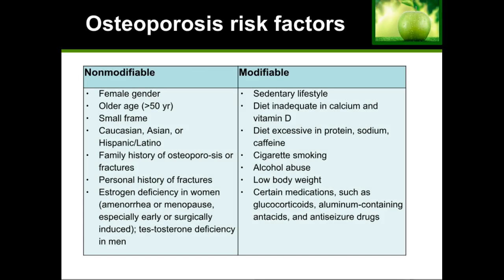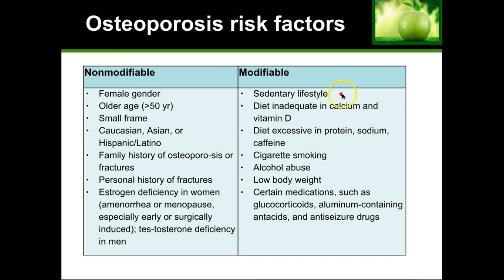So there are risk factors associated with osteoporosis. There are some things that you cannot modify. Being a woman places you at high risk. Old age, small frame, being Caucasian, Asian, or Latino elevates your risk for osteoporosis. Family history of osteoporosis, a personal history of fractures is a risk factor, and estrogen deficiency, particularly post-menopause, is a non-modifiable risk factor. Things that can be modified are lifestyle.